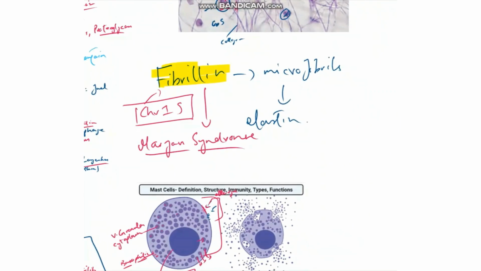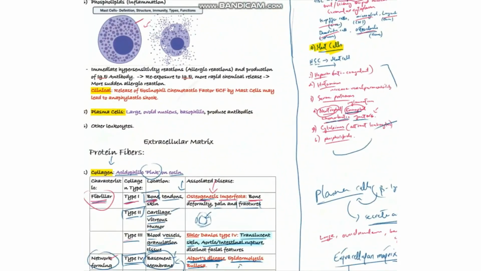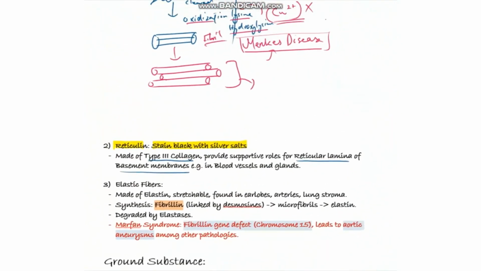The enzymes that degrade elastin would be elastases, just like the degradation of collagen would be through collagenases. And that's pretty much it for the protein fibers. And next up we have the ground substance.